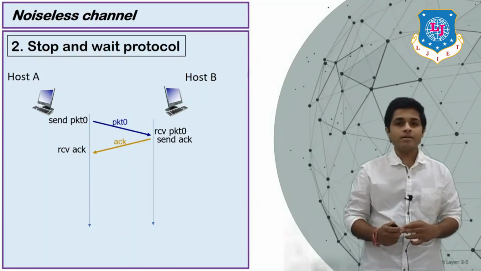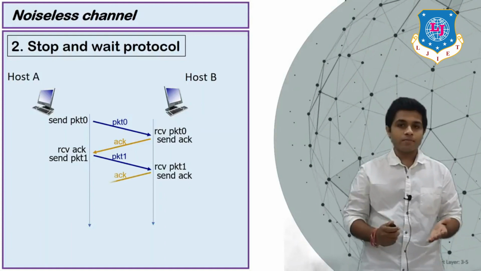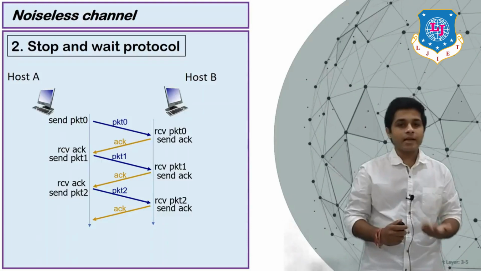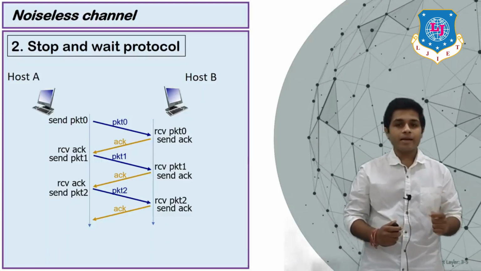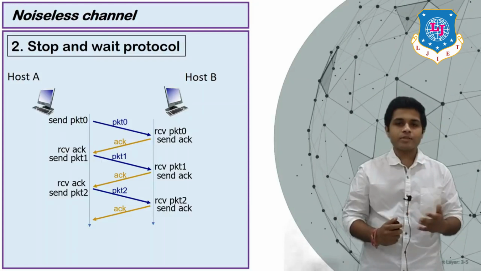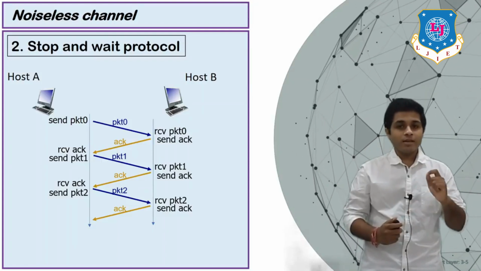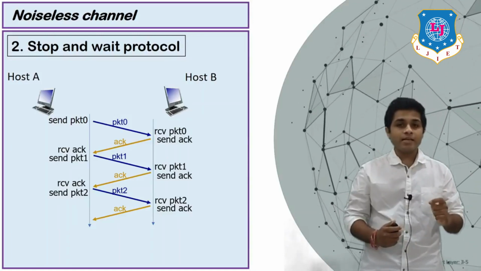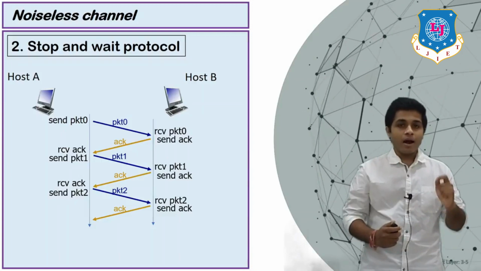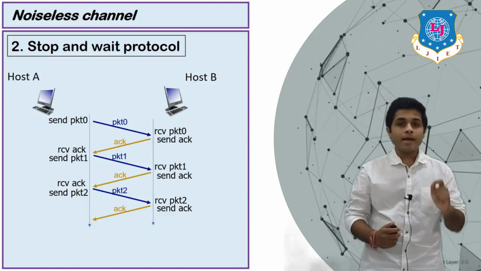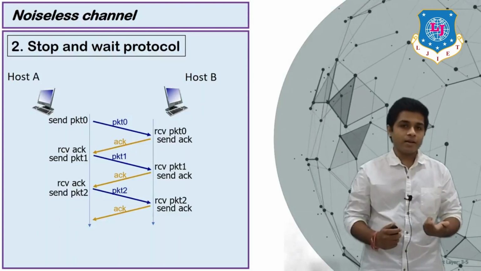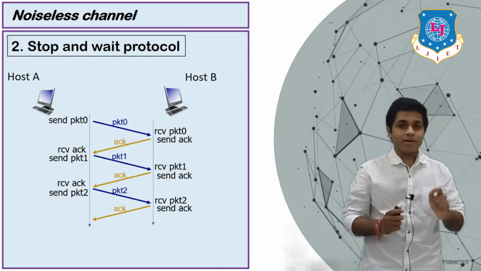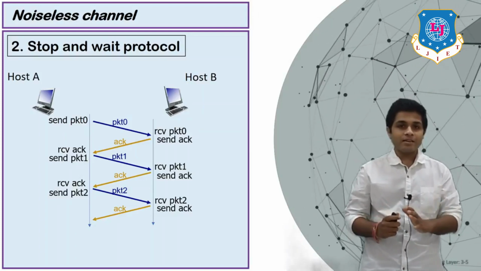So A will send the next packet, which is packet 1. B will receive packet 1 and send the acknowledgement. After receiving the acknowledgement, A will send packet 2. B will receive packet 2 and send the acknowledgement. So in this whole process, after sending the packet, the sender is waiting for the acknowledgement. After sending the packet, A will stop and wait for the acknowledgement, and that is why it is known as the Stop and Wait Protocol. In this example, we are assuming that the channel is noiseless.